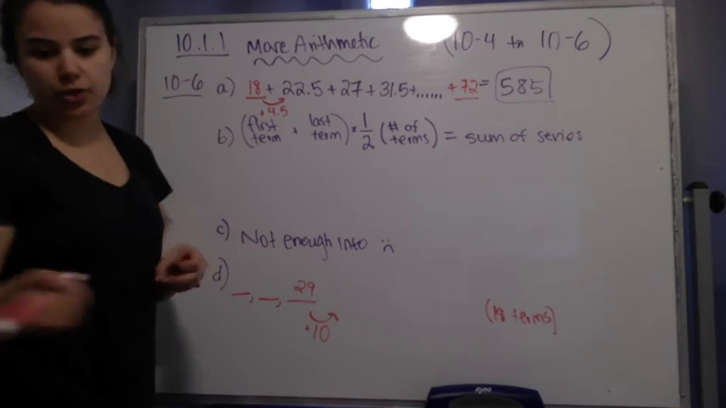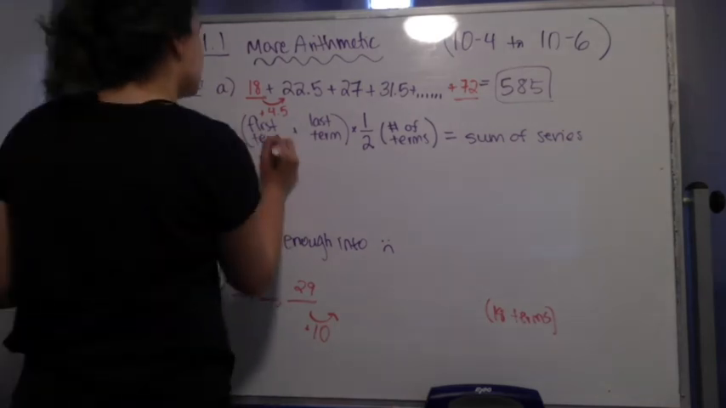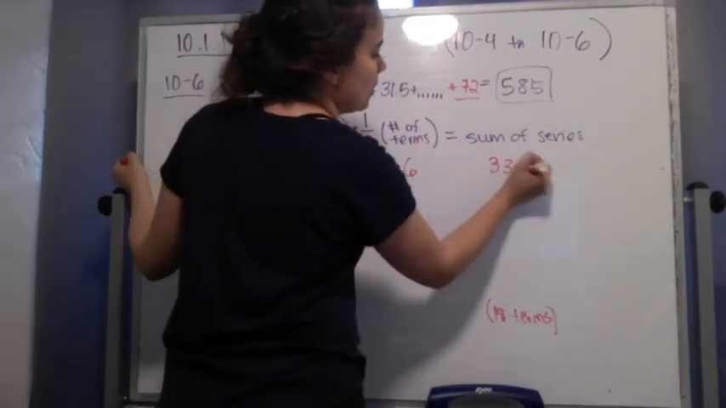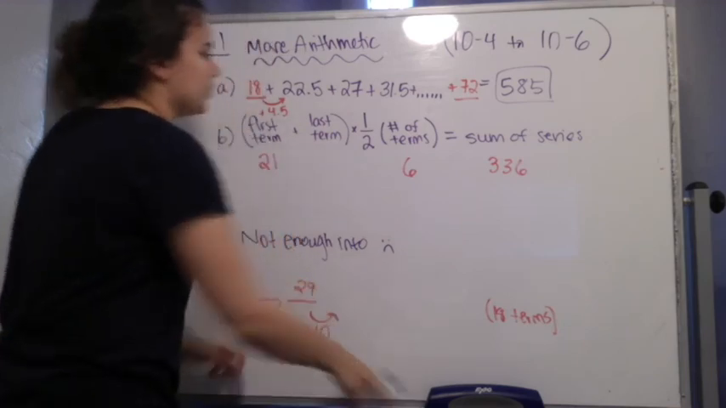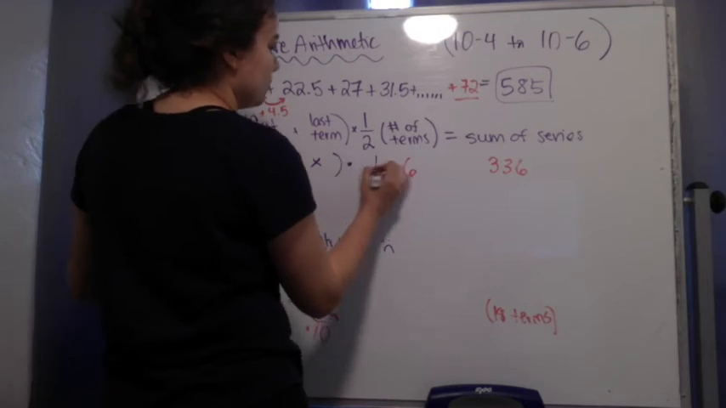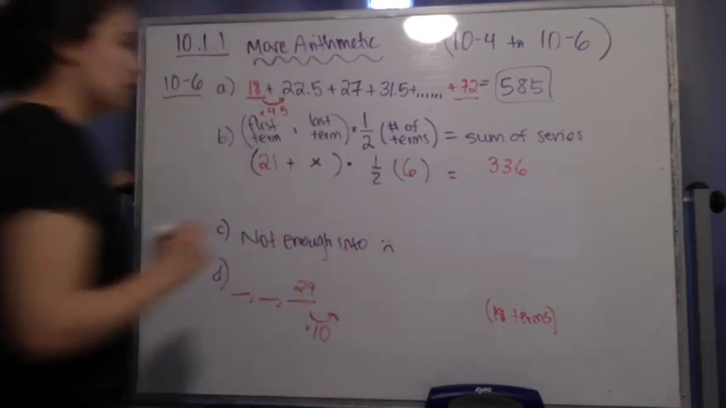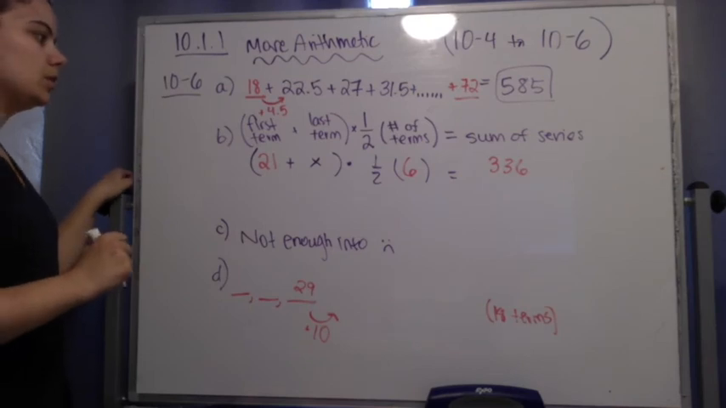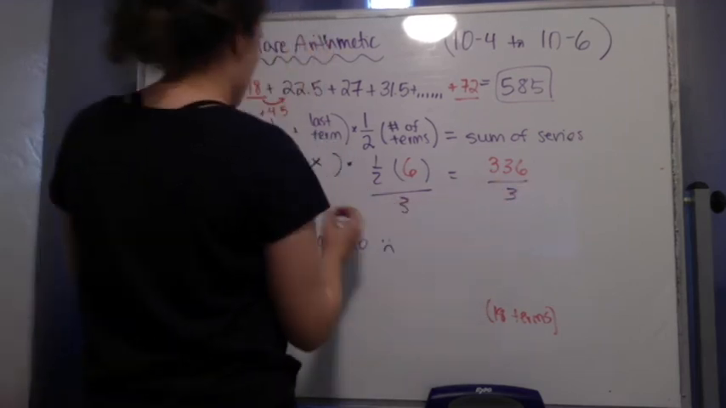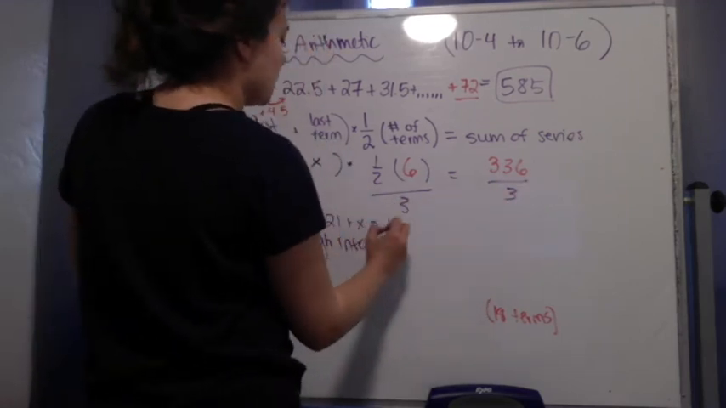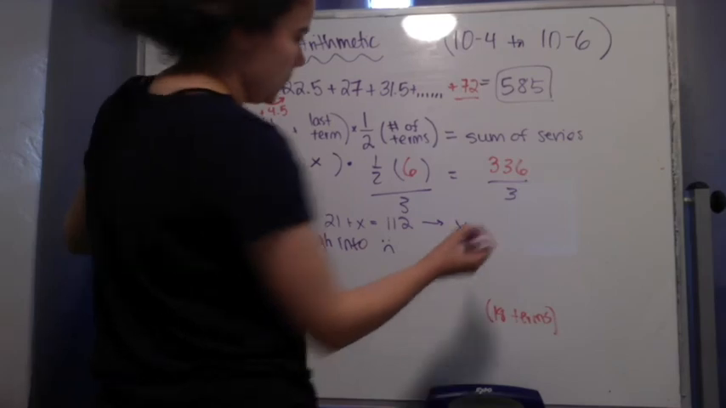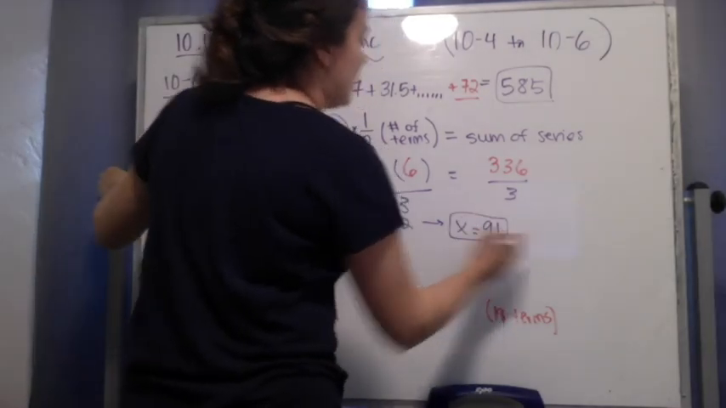They told us that the first term was 21. They told us that the number of terms was 6, and they told us that the sum was 336. So let's solve for that last term. So this is equal to 3, so let's divide by 3 on both sides. So we get 21 plus x equals 112, which means that x is equal to 91. So now we have our last term.